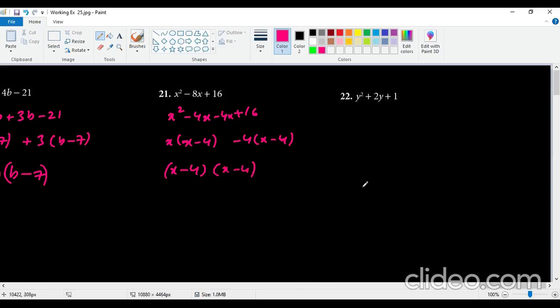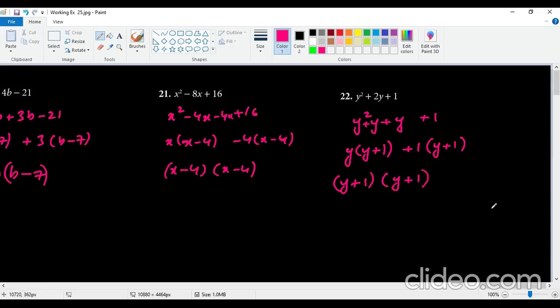For question number 22, I know very well that y square plus 1 and plus y and plus y is going to give us a plus 2y. Y is common, y plus 1 in one bracket and y plus 1 in another bracket. Now look at the third one. Already have y here, so I will multiply by 1 to give me 1, y plus 1 and y plus 1 in another bracket. Moving on to the next question, which is question number 23.